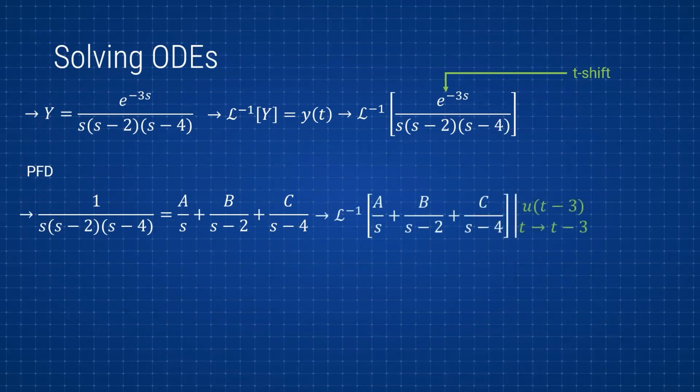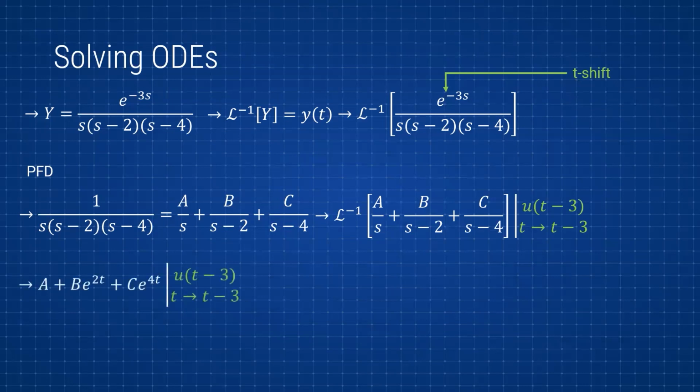So if we were to take the Laplace inverse of these terms just as they are right now, just like in a general solution, you can see that the t-shift will come into play, here in green. Basically, we'll be multiplying the whole Laplace inverse times u of t minus 3. And every t that appears, we are going to shift to t minus 3.